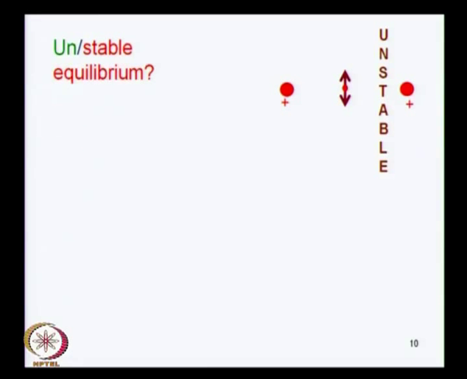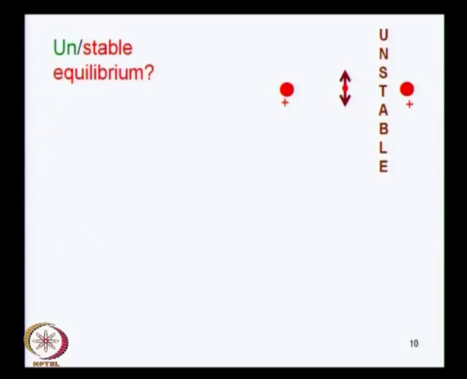making it a point of unstable equilibrium, because any slight displacement along the transverse direction will push the charge further away, and it will end up going to infinity, either to the top or to the bottom, in whichever direction it is displaced first. So, that is the direction of displacement in which this is like an unstable equilibrium.